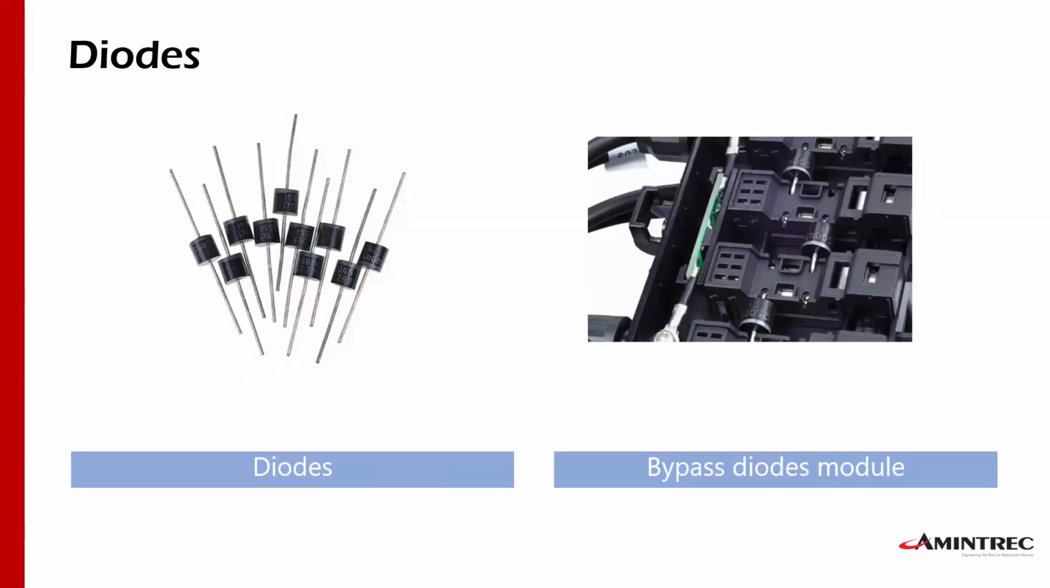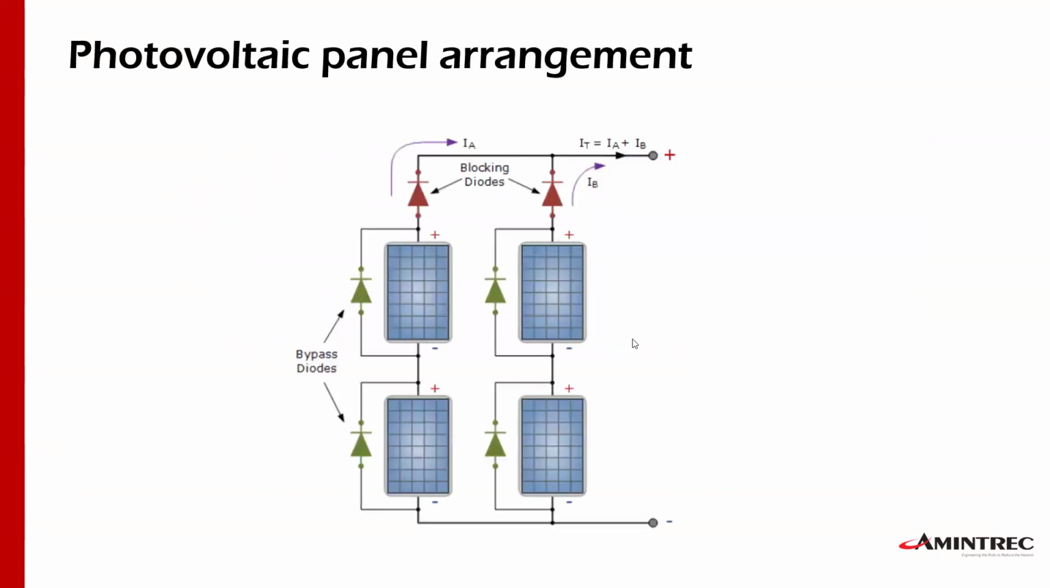I'm going to show you here, this is a picture of a physical diode, okay? And this is a module of bypass diodes for a photovoltaic panel. And this is a typical arrangement of different panels. We have 4 panels over here, and the green diodes are external diodes, okay?